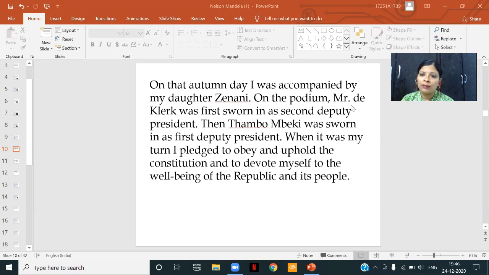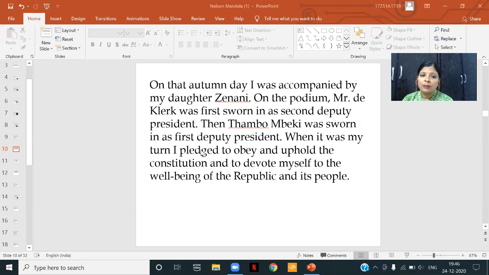On the podium, Mr. De Klerk was first sworn in as second deputy president. So, what happened on the podium? That is, on the stage, De Klerk was sworn in as second deputy president, and Thabo Mbeki was sworn in as first deputy president. Now, these two people are very important for African history, children, because both of them won the Nobel Peace Prize. So, they are very important people.